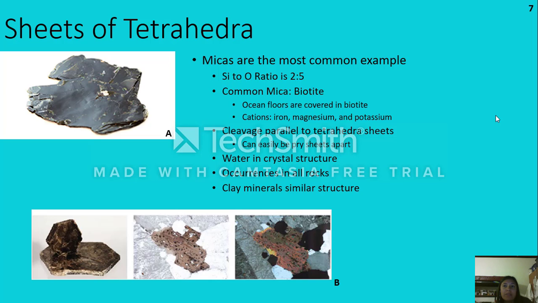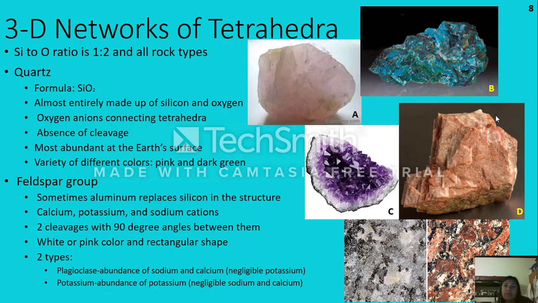The weak bond between sheets causes cleavage to be parallel to the tetrahedral sheets. This enables us to pry the crystals with some tool like tweezers. It also contains water in the crystal structure. Micas tend to crystallize at lower temperatures than the amphibole group. They occur in all rocks, including igneous, metamorphic, and sedimentary. Clay minerals have a similar sheet-like structure to micas.